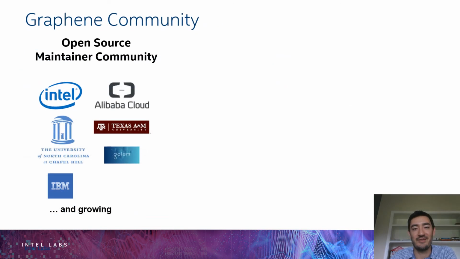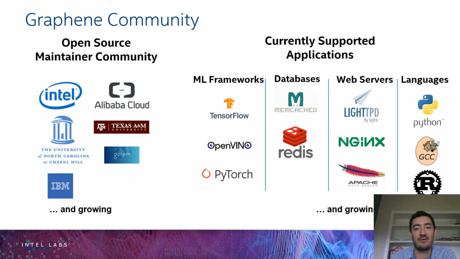We would like to stress that Graphene is an open source project maintained by a dedicated community with contributors from several companies and universities. We successfully enabled several widely used applications in Graphene across several domains and hope to support more use cases as we grow. And at this point, I would like to give the mic back to Anjo.